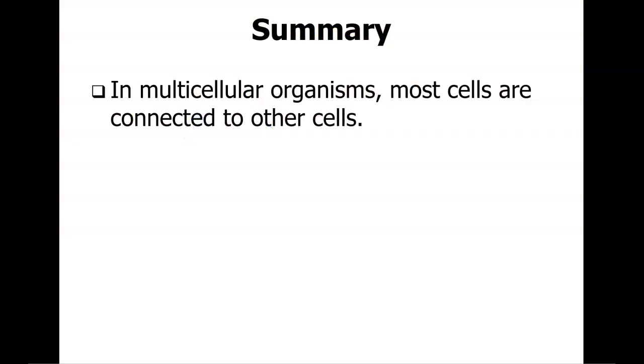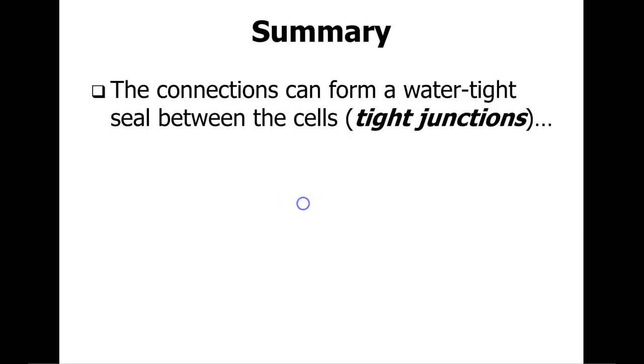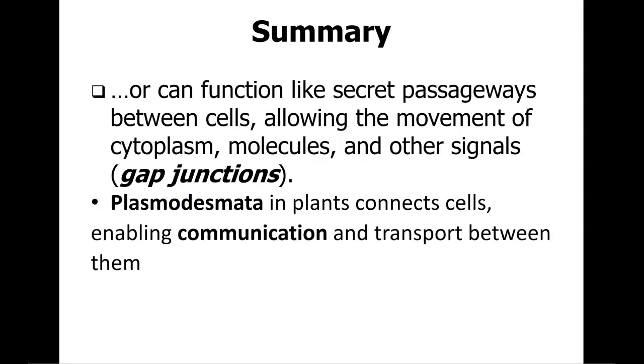So in summary, in multicellular organisms, most cells are going to be connected to each other. The connection can form a watertight seal between the cells, which are tight junctions. They can hold sheets of cells together while allowing fluid to pass between the cells, desmosomes, or they can function like secret passageways between the cells that allow the movement of cytoplasm, molecules, and other signals. These are going to be your gap junctions.